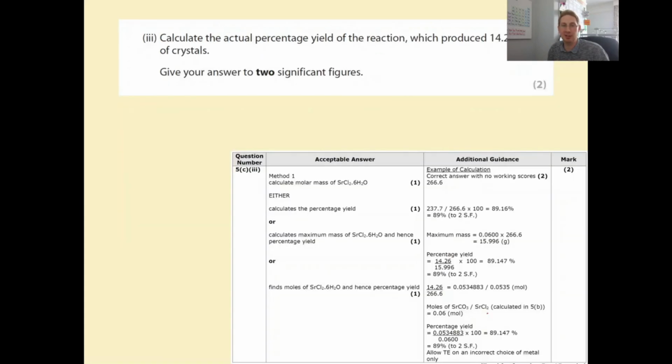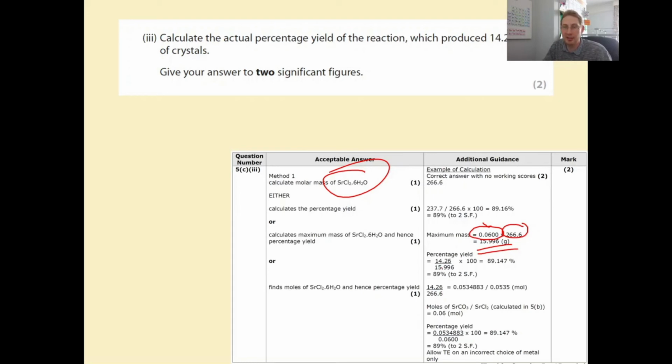Calculate the actual percentage yield of the reaction, which produced 14.26 grams of crystals. Give your answer to two significant figures. Okay, here's the mark scheme for that. You calculate the molar mass of strontium chloride. You know that 0.06 moles, we've got that previously, 0.06 moles of that times by the relative formula mass should have given you 15.996 grams or 16 grams.